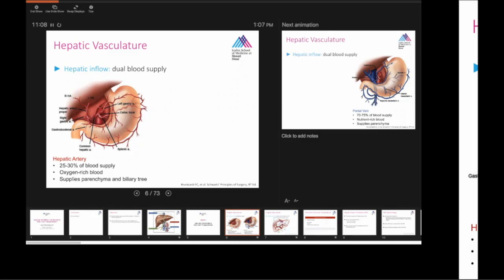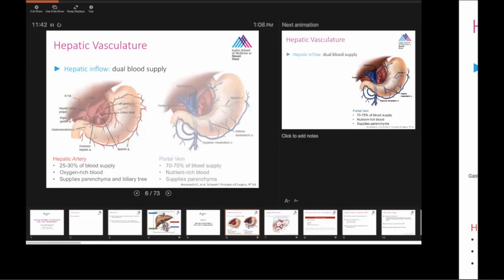The liver has a dual blood supply. In this diagram, we show the blood supply coming from the hepatic artery. It supplies 25 to 30% of the blood supply of the liver. It carries oxygen-rich blood, and importantly, it supplies both parenchyma and the biliary tree. In fact, the biliary tree is exclusively perfused by the hepatic artery and its branches.